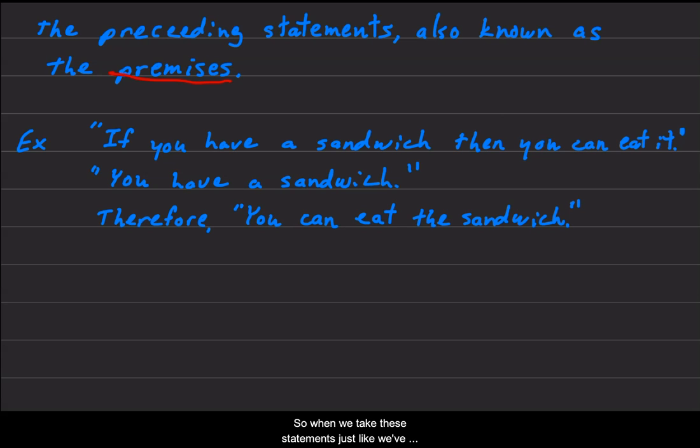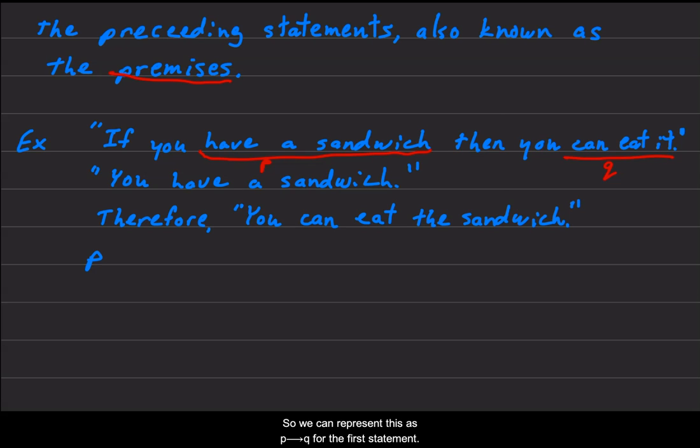So when we take these statements, just like we've done in the past, we can convert these to propositional variables, and we can let P be have the sandwich. Let's do that in red. Let this be P. Then you can eat it will be Q.